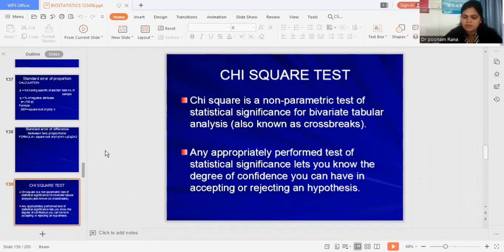Chi-square is a non-parametric test. There are two types of tests, parametric and non-parametric. So chi-square is a non-parametric test of statistical significance and is also known as a cross tab. An appropriately performed test of statistical significance lets you know the degree of confidence you can have in accepting or rejecting a hypothesis.